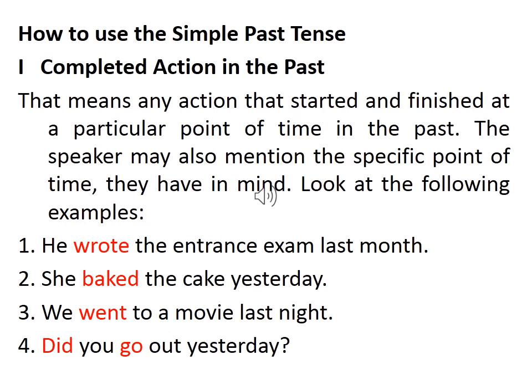He wrote the entrance exam last month. So we have a point of time here, last month. Therefore, the verb has to be in the second form, that is the simple past tense. She baked the cake yesterday. We went to a movie last night. Did you go out yesterday? So in all these sentences, you see that there is a specific point of time, and because of that, the verb is in its second form, what we call the simple past tense.